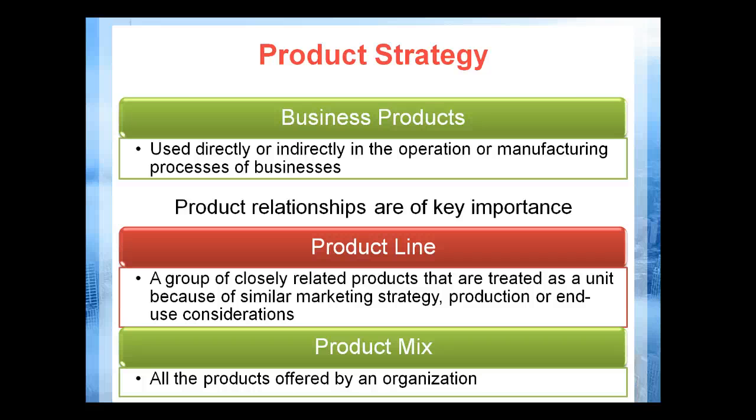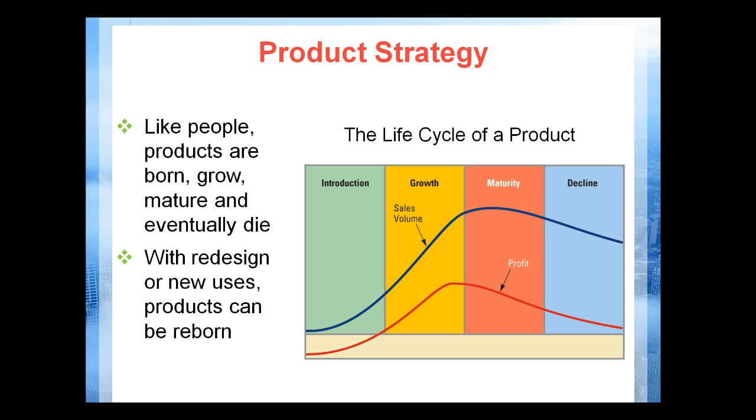Core related products are part of a product line in which we use Shea Moisture, and they have their shampoos and their conditioners and their deep conditioners and their stylers. All of that is a part of a product line, and will be part of a similar marketing strategy. And the product mix is going to be all products offered by that organization. And Shea Moisture will have about 10 different product mixtures and several different product lines within those mixtures.